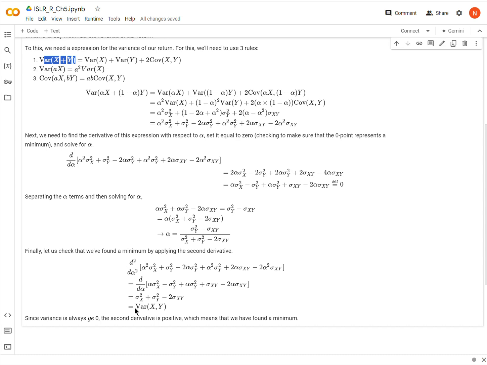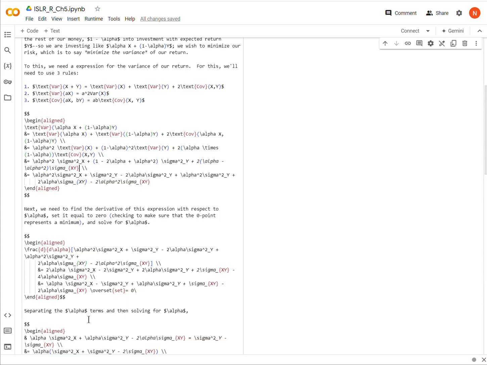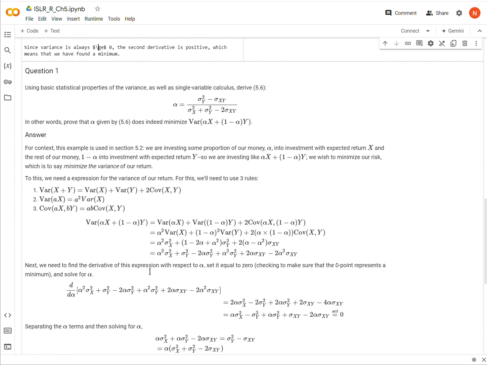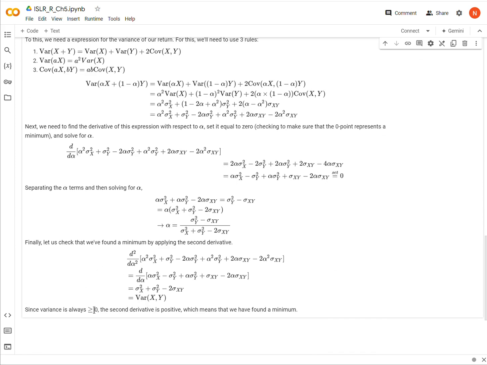Okay. And because the variances are always greater than or equal to 0, the second derivative is positive. Okay, right? So the variance of x and y is the second derivative of our expression, and because it's positive, we know that we have found a minimum. Okay, so anyway, that is it for this one.